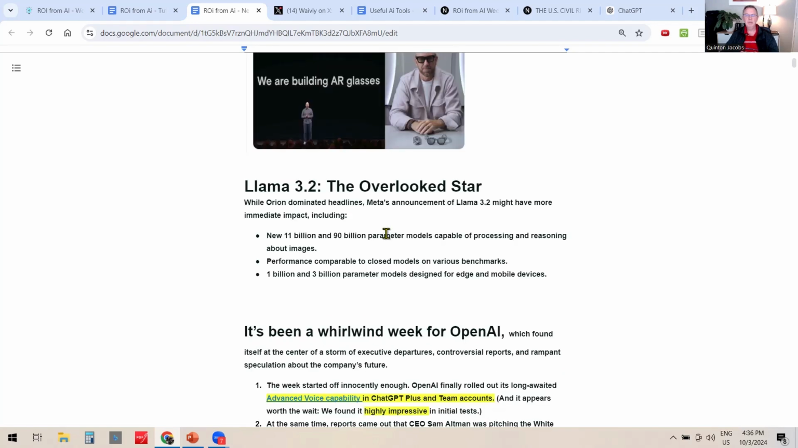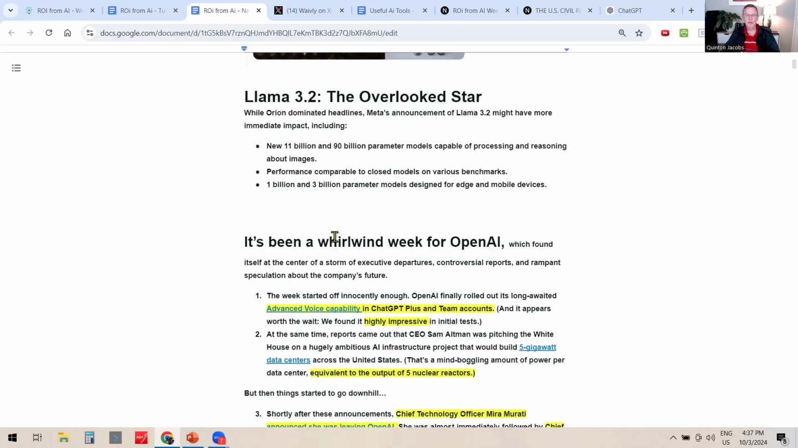But an even bigger piece of news that's relevant for us right now is that Llama 3.2 has come out. And you guys know that Llama is one of the best, if not the best, open source AI tools. It's Meta AI that uses Llama, and now it's Llama 3.2, just bigger and better. 11 billion, 90 billion parameters, performance comparable to closed models on various benchmarks. So it's saying it's as good as ChatGPT and Claude and those sorts of things.